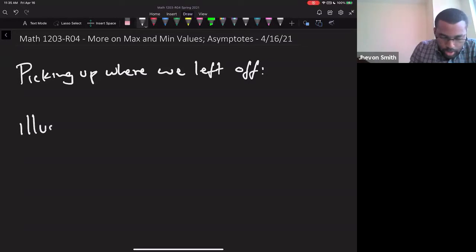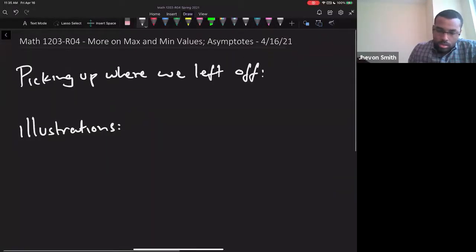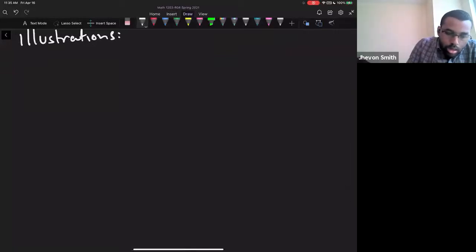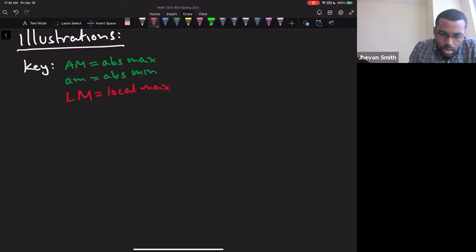I want to do some illustrations for you guys. For these illustrations, I'm going to be labeling them so you can see what I'm doing. I am going to talk about absolute max as AM, and little an is absolute min. I'm going to also talk about local max, and lowercase lm is local min.